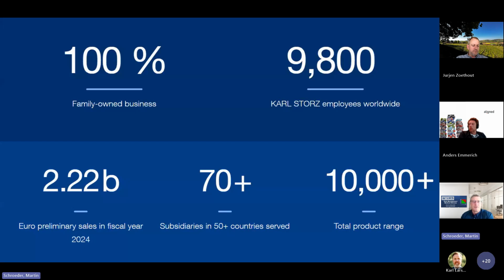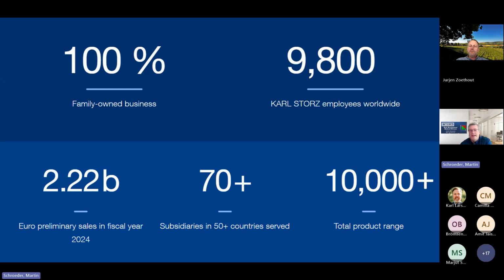So a few words about the company, KARL STORZ. We are a 100% family-owned business with almost 10,000 employees worldwide. We had 2.2 billion preliminary sales last year and have 70 subsidiaries in 50 countries around the world. And more than 10,000 products in the medical field. And I come to that later because that is kind of the issue that we're facing and why we have to come up with good solutions to it. And just recently, just last week, it was the 18th birthday of our company. So there was a big party going on in Tuttlingen, which is pretty close to the Swiss border.